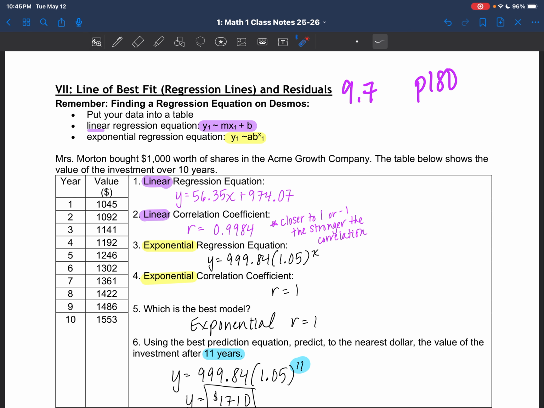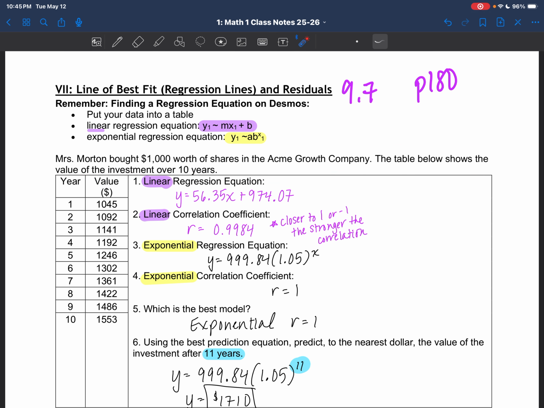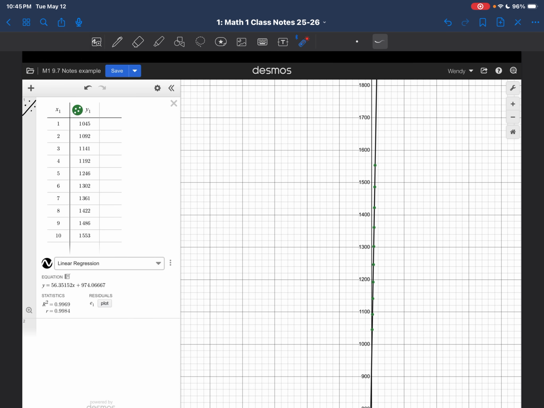So first what we're going to do is read the directions or read the situation. Ms. Morton bought $1,000 worth of shares in the Acme Growth Company. The table below shows the investment over 10 years. So we're going to go to Desmos. You're going to enter this information. There's the little plus sign on Desmos, and you're going to enter this in to your X1 and Y1. So that's what I did right here.